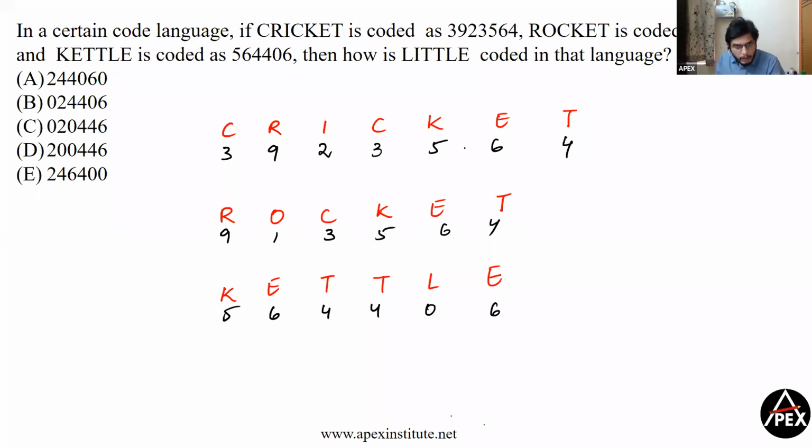So guys, when I have written the original word and the coded form one below the other, okay, I can assume that C is coded as 3, R is coded as 9, I is coded as 2, C is 3, K is 5, E is 6, and T is 4. That will be my first assumption. But guys, before answering these type of questions, we should also ensure that we have considered T to be 4, isn't it? Now we have to check whether the T is coded as 4 at all the places or not.